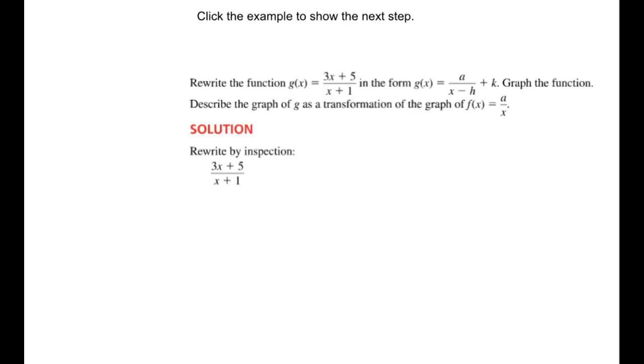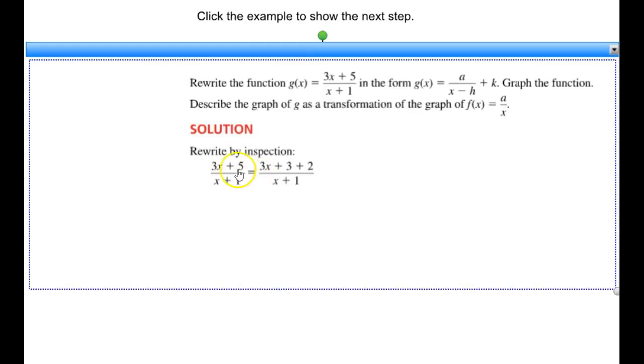So here we're going to start looking at our second learning target, which was rewriting rational functions. So now I have to rewrite the function 3x plus 5 over x plus 1 in my standard form, A over x minus h plus k, and then graph it. So we've done that before. You used division of polynomials. So here we're going to do it by what's called inspection.